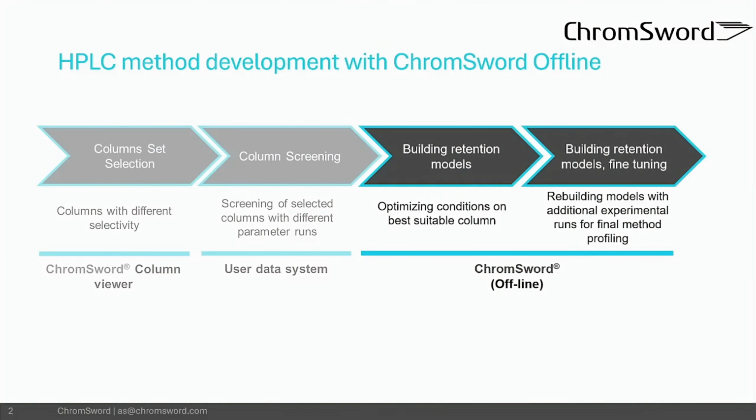As mentioned and described in the first video, ChromSword Offline is a part of the ChromSword method development suite. That includes packages for automated HPLC method development with AI algorithms and automation of robustness studies. In this video, we will focus on the HPLC method development process with ChromSword Offline only, where the choice and screening of columns are done by the user on their instrument with any data system.